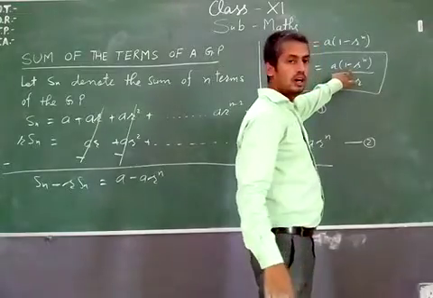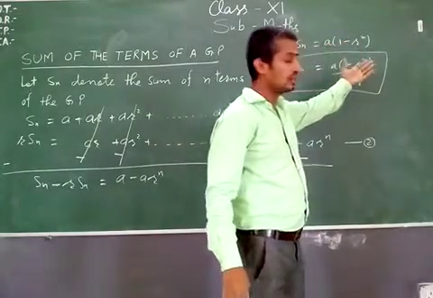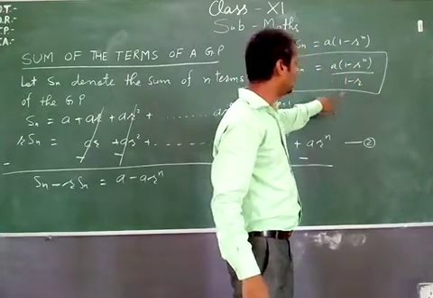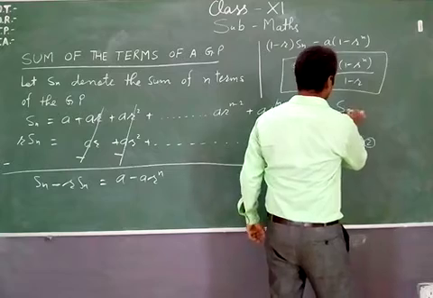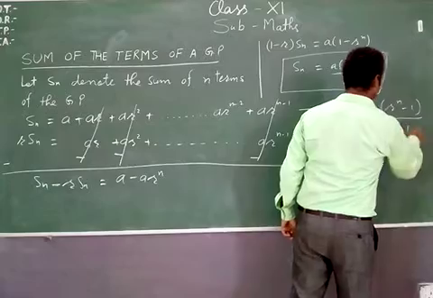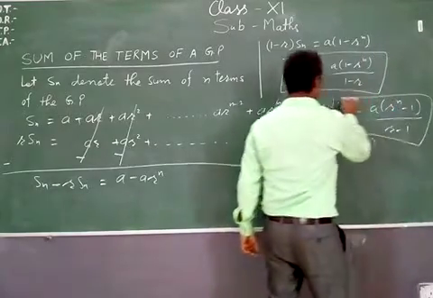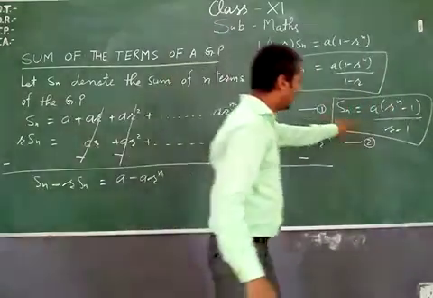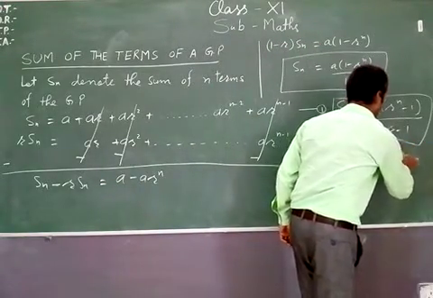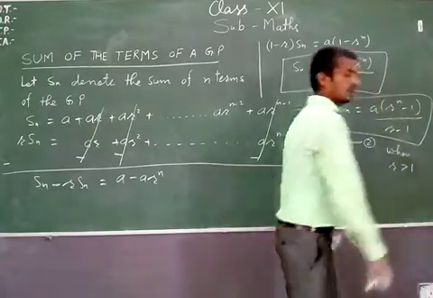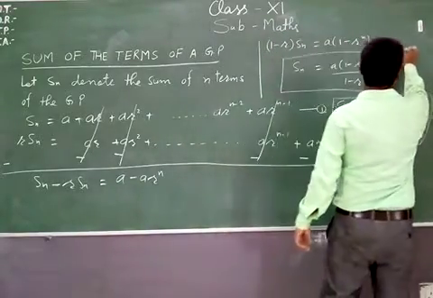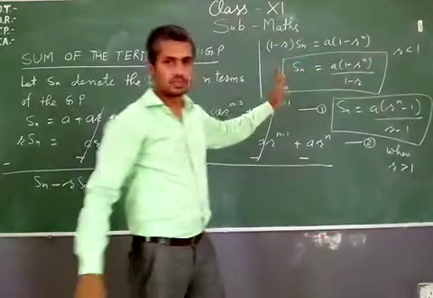We can take r as common or minus 1. We can multiply by minus 1 in numerator and denominator. Then Sn equals a into r power n minus 1 upon r minus 1. We have these two forms. When r is greater than 1, we have to use this formula. When r is less than 1, we can apply the other formula.